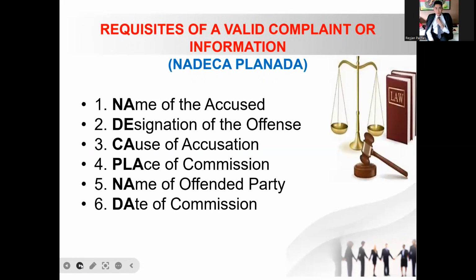Okay, then of course, class, we have what we call the requisites of a valid complaint or information. Again, kailan natin malalaman na valid or kompleto yung nilalaman ng information or complaint. Of course, tandaan nyo lang yung tinatawag natin na NADICA PLADA.